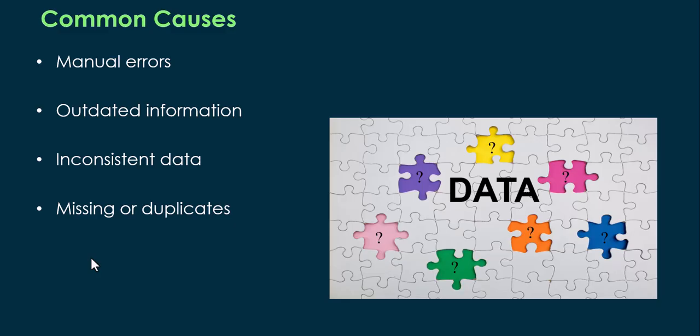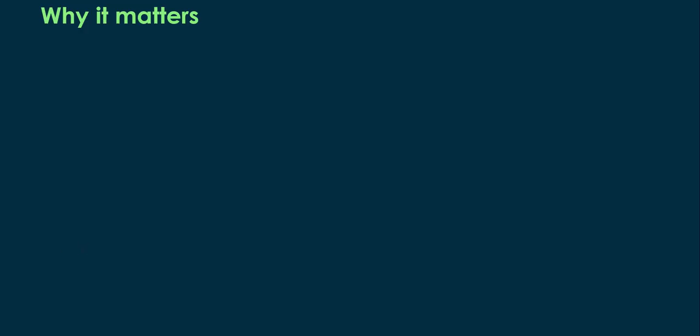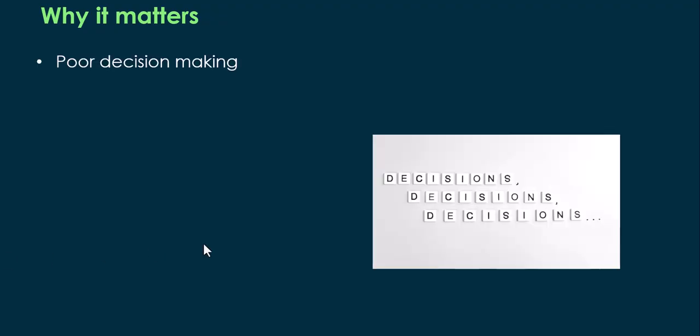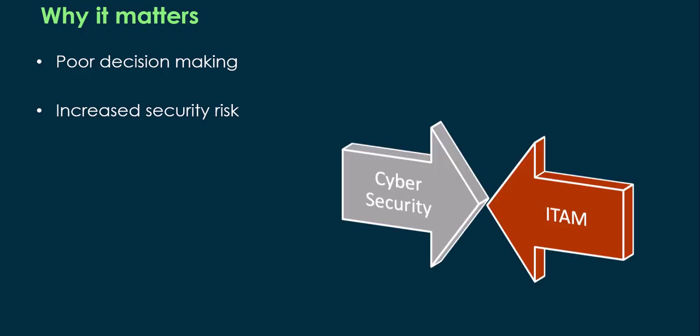Missing or duplicates. Deficient CMDBs will likely have missing assets or duplicate entries, especially when, again, data is gathered from multiple sources. So why does this matter? Why is it so important to have an accurate CMDB? Poor decision making. When your CMDB data is inaccurate, it becomes very, very difficult to make an informed business decision about your strategic IT investments, about the resources that you're going to require, and the risk that you need to mitigate within your environment.